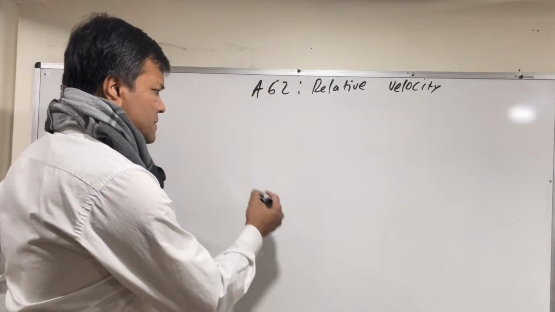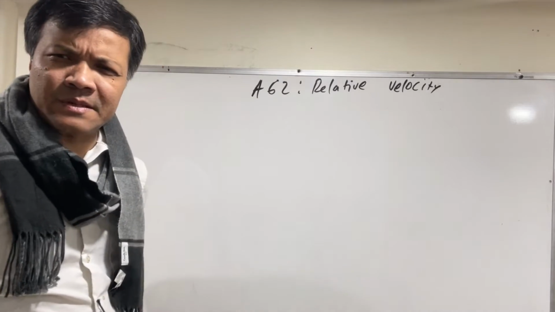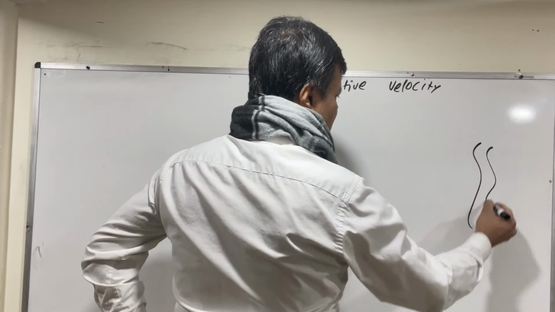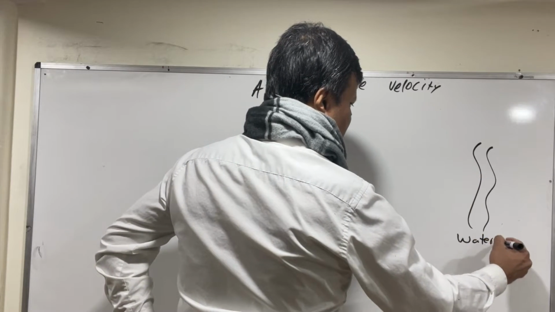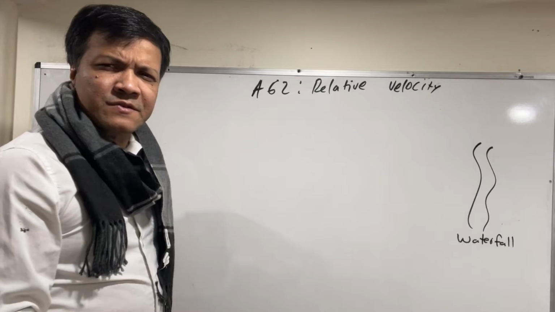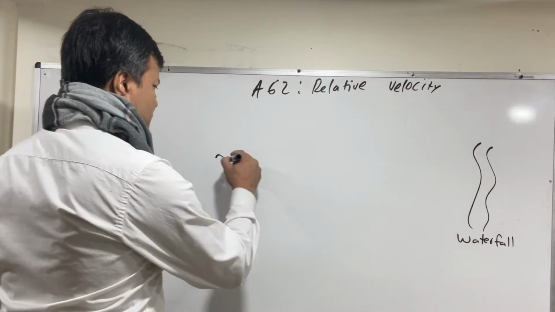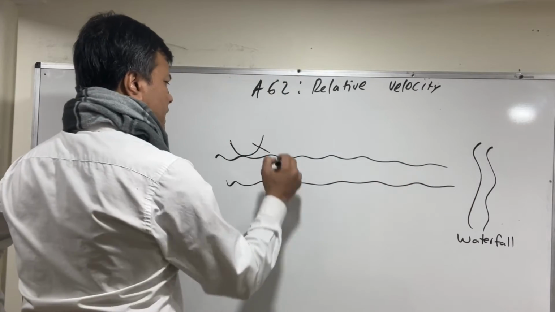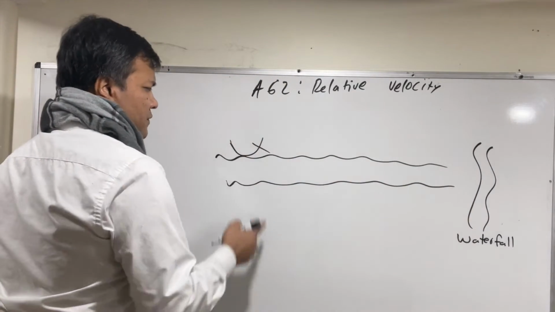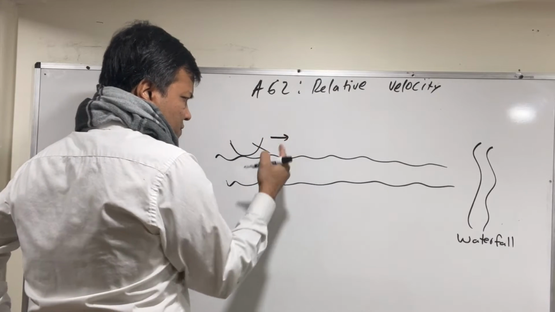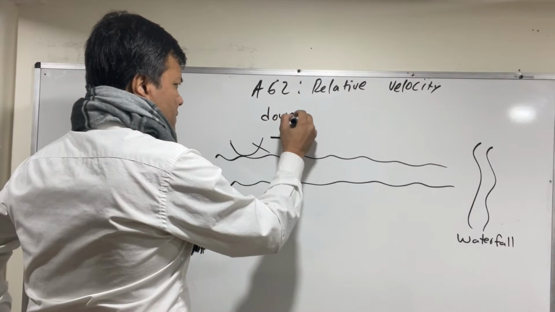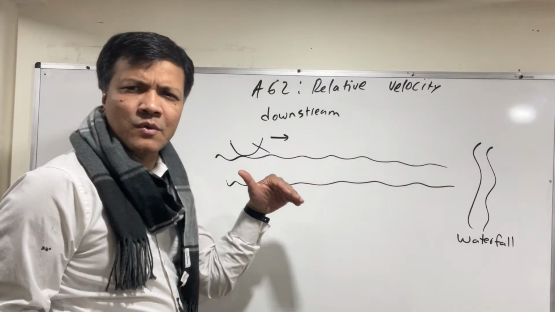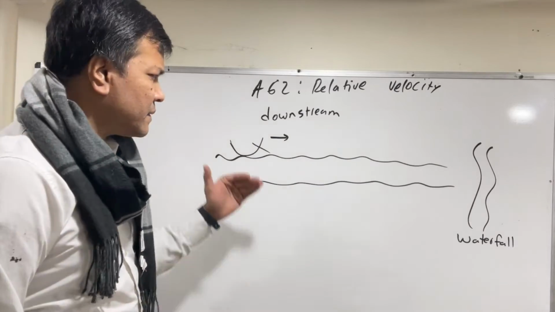So let's start with the upstream and downstream. So there is a waterfall that creates upstream or downstream depending on which direction you're moving with your kayak. So you have a small kayak, you're paddling, right? If you move this way, of course this is downstream. Why is this downstream? Because you are moving in the direction of the current.